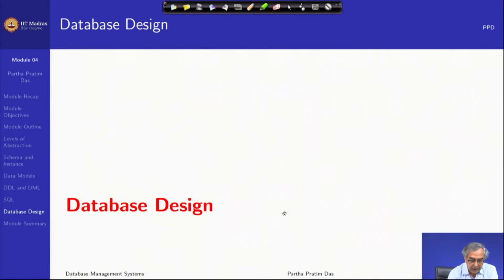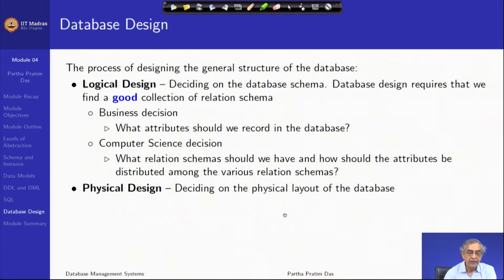Now, database design is a complex problem, again corresponding to the logical view and the physical view. You have a logical design and a physical design. Physical design naturally talks about the physical layout, going down to B trees and so on and so forth. And a logical design decides on the good schema.